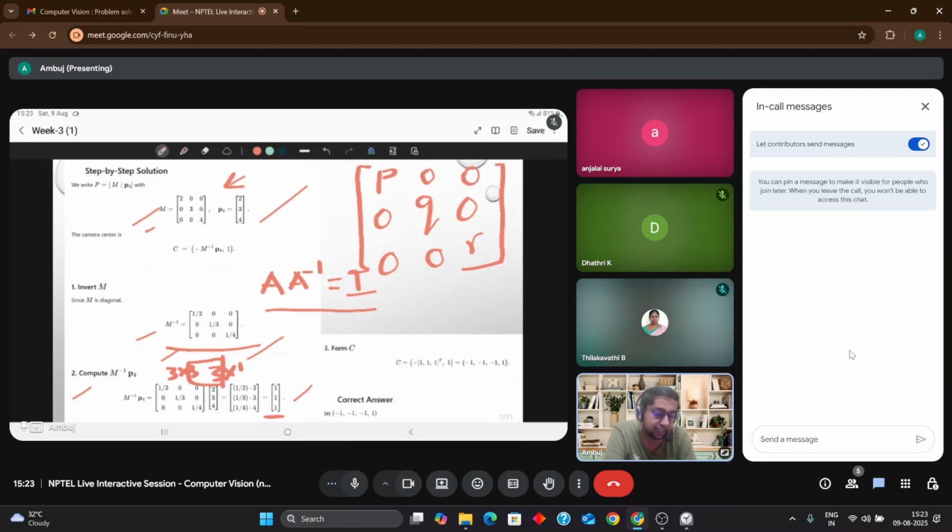Now you try to calculate C, which is nothing but minus this particular matrix, minus M inverse P4. M inverse P4 I have already calculated. Just multiply all the elements by minus and keep this particular element 1 as it is. So you will get minus 1, minus 1, minus 1, and you will get 1 along with it, from this particular formula. So this is the answer. Answer would be A. A lot of concepts are involved here.